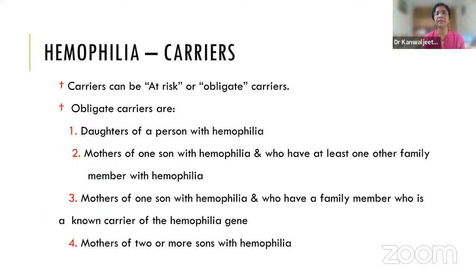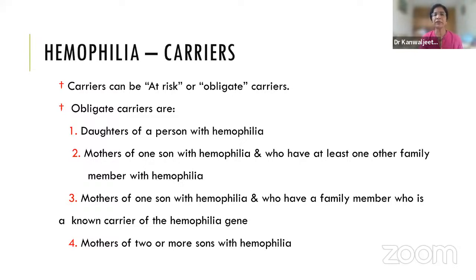Carriers can be at risk or obligate. So first we will understand what obligate carriers are, and the rest would be at risk. Obligate carriers are those whom we know for sure are carriers. One example would be the daughter of a person with hemophilia. If the father is suffering from hemophilia, he has to give one X chromosome to the daughter. So this daughter is going to be an obligate carrier.